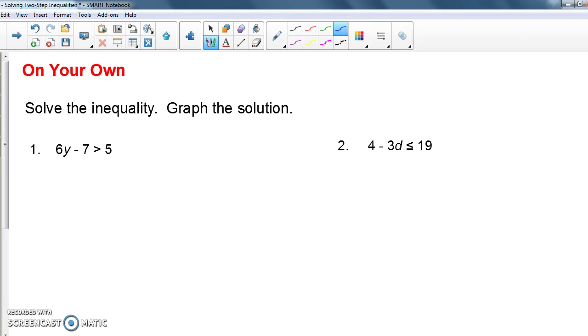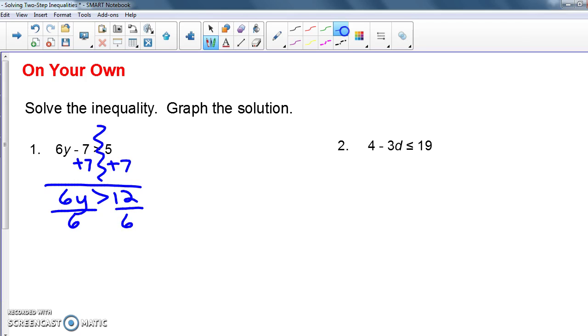Okay, so if I look at the first one, I first need to add 7 to both sides, and I get 6y is greater than 12. And then I need to divide away the 6. Since I'm dividing by a positive 6, I don't change the sign. So my answer is y is greater than 2.